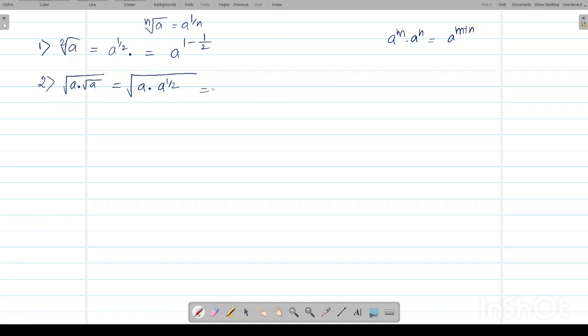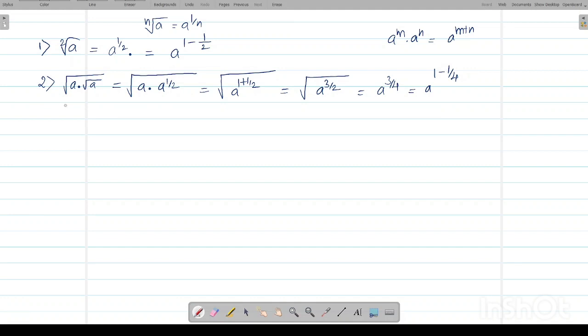Now I can write this as root of a power 1 plus 1 by 2. What is a power 1 plus 1 by 2? A power 3 by 2. So it is root of a power 3 by 2. And what is meant by root? Power 1 by 2. So I can write this as a power 3 by 4. Now a power 3 by 4, I am writing it as a power 1 minus 1 by 4. Is it right or not? 1 minus 1 by 4 is 3 by 4.